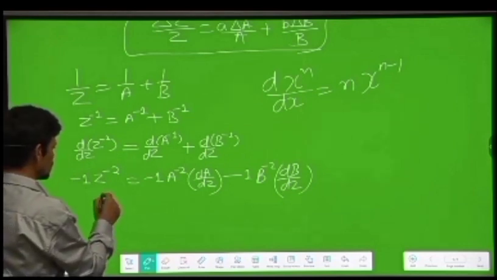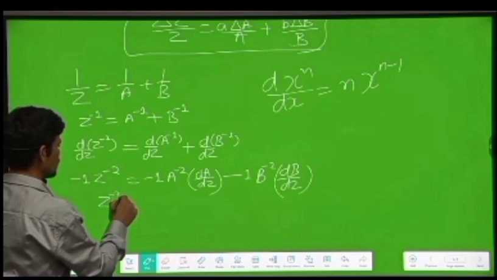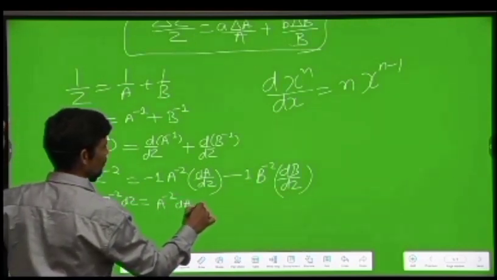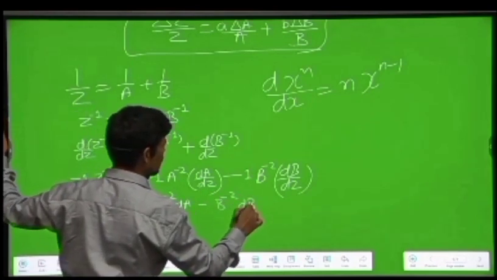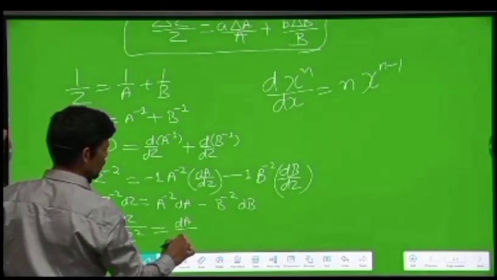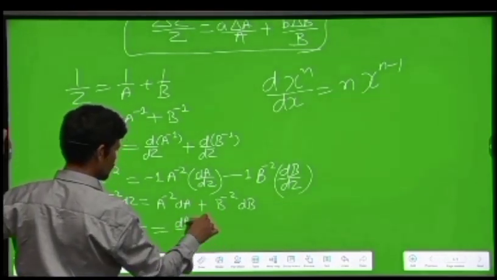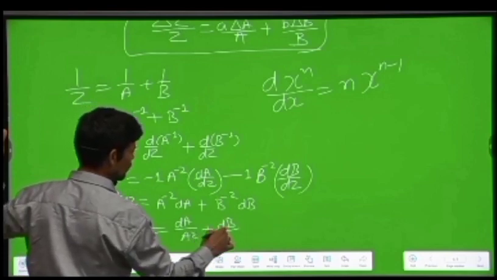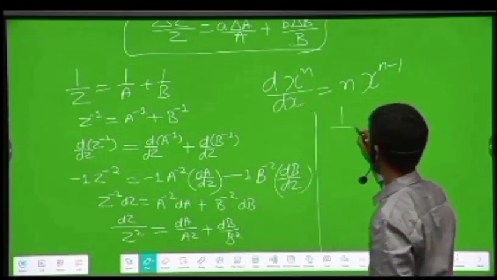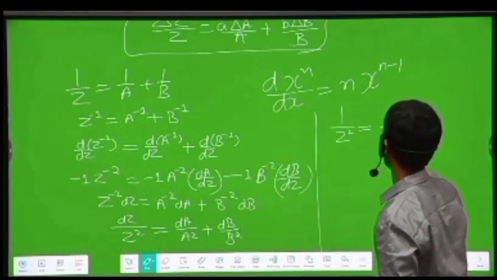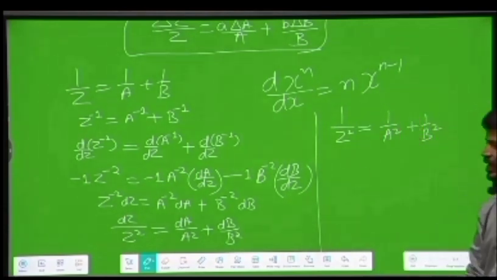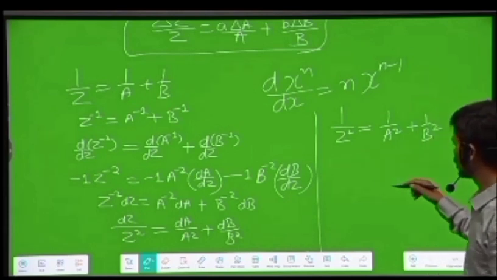So now it will be z to the power minus 2 dz is equal to a to the power minus 2 dA minus b to the power minus 2 dB, or we can write it like this also, dz by z square is equal to dA by a square, plus it is, so dB by b square. In fact, there can be some relation like this also, z square is equal to 1 upon a square plus 1 upon b square.